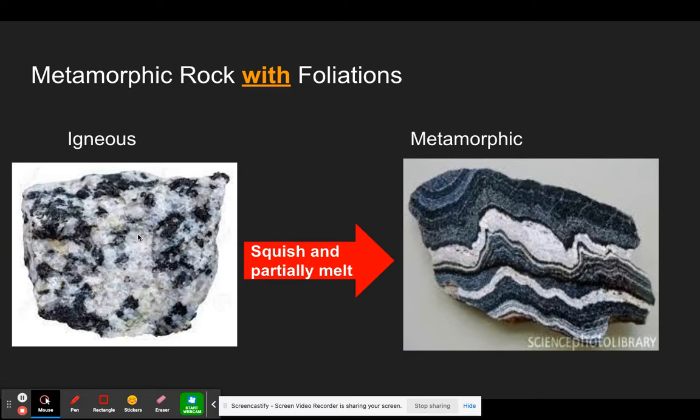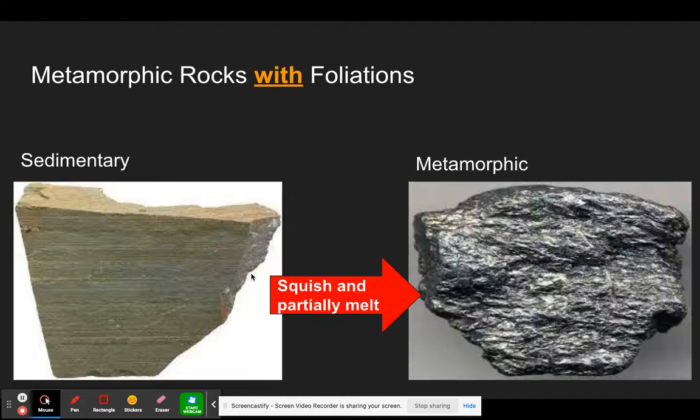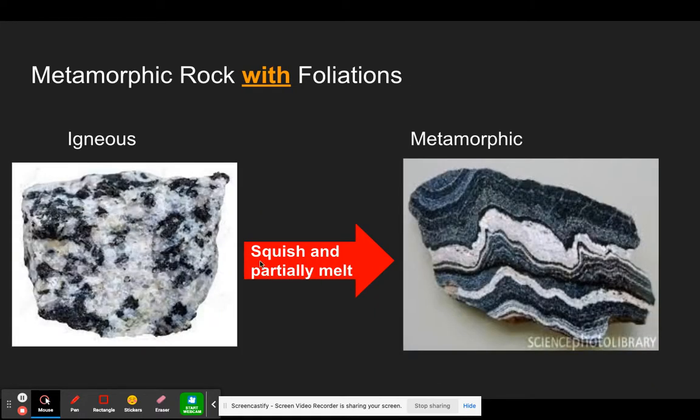But then the weight got too much and it got buried. So it got squished and it got partially melted. Now it's important that you remember the word partially melted because, whoops, if it completely melted and turned back into magma or lava, then it wouldn't become a metamorphic rock. If it turned back into magma and then it cooled down again, it would just be a new igneous rock. But it melted just a little bit and then it got squished.